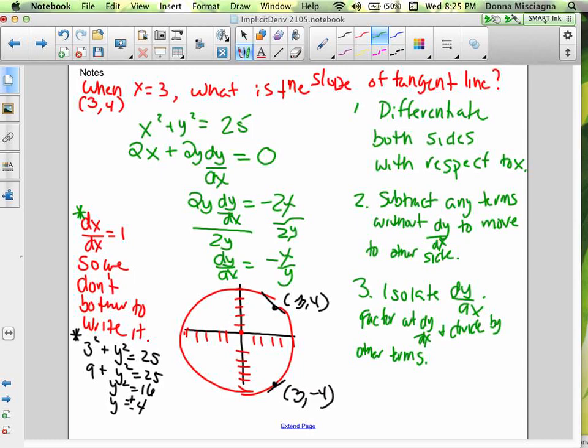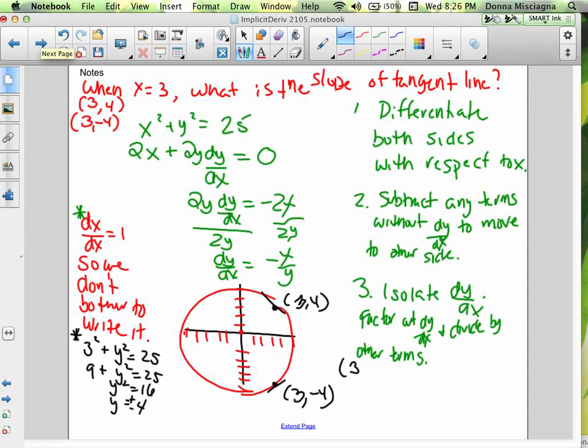Okay? And so now we wanted to find the slope when x is 3, and I have two different choices there. Actually, we could find them both. It's really not that difficult. So here is when it is, and so I'll write down 3, 4, and 3, negative 4. And you can see we'll have two different slopes.